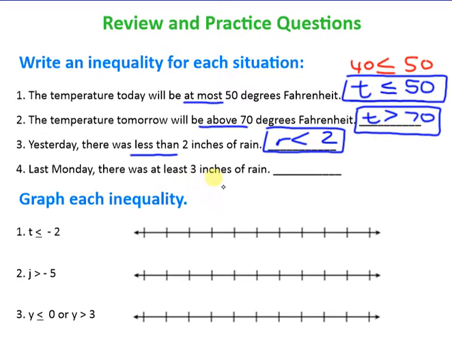Last Monday, there was at least 3 inches of rain. So I'm going to use R, and then there's my 3. Our keyword here is at least. I'm going to go ahead and do a test number for this because at least is one that can sometimes be confusing. So there was at least 3 inches of rain, so that means there was more than 3 inches of rain. So maybe there was 5 inches, so that's 5 is greater than 3. Now, could there have been exactly 3 inches of rain? Yes. Okay, so in this case, it's going to be greater than or equal to. So R is greater than or equal to 3.